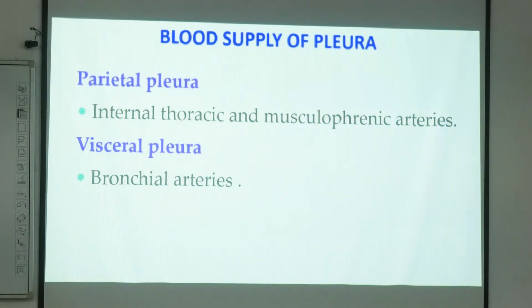Now the blood supply. Parietal pleura is supplied by internal thoracic and musculophrenic arteries, and visceral pleura is supplied by the bronchial arteries.